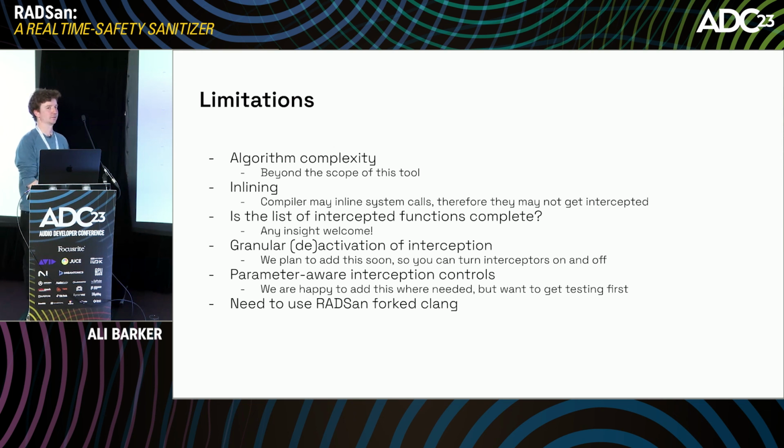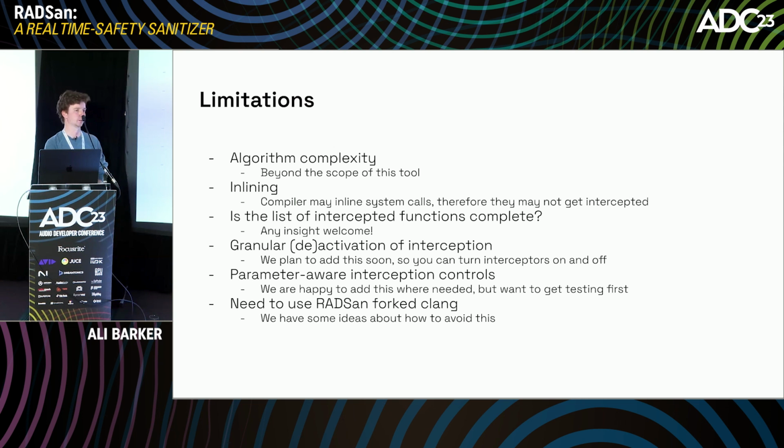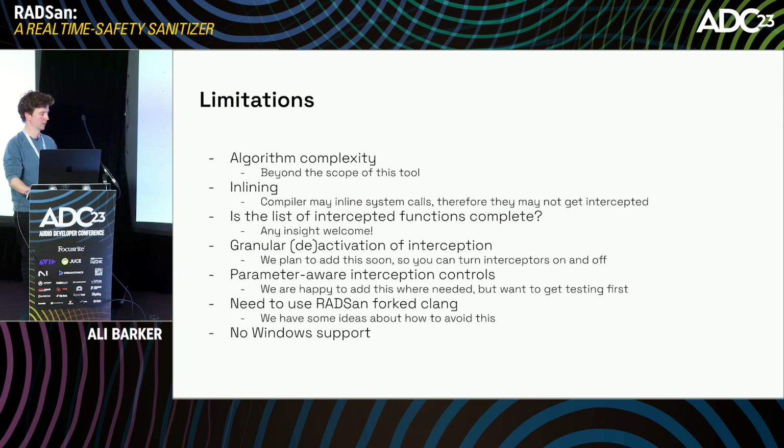In order to use RADSan, you've got to use this forked version of Clang, which is not ideal in many ways. With the other sanitizers, you can use the specific version of Clang that you are using in production. Having to use this forked version makes things a bit harder. You have to get hold of it, and you might get out of date, etc. But we've been thinking about how to mitigate this problem a little bit. There's no Windows support at the moment. You can use Clang on Windows, but I suspect most people use MSVC on Windows, so it might be of limited use anyway. But if anyone wants to contribute or give us any ideas, then also very welcome.